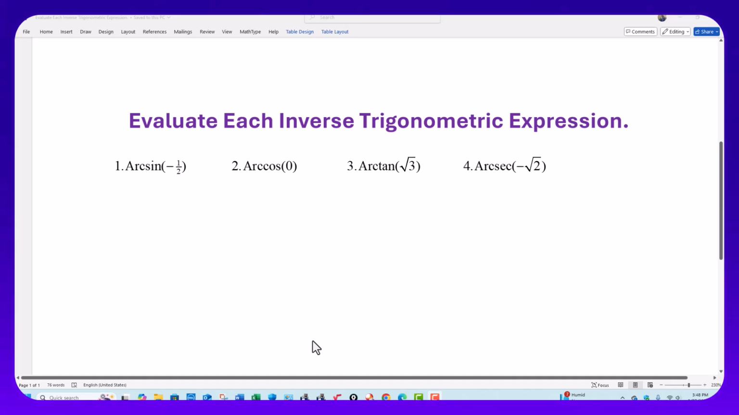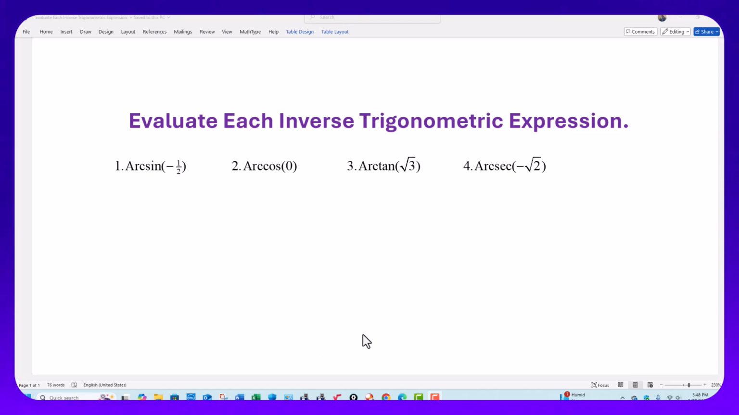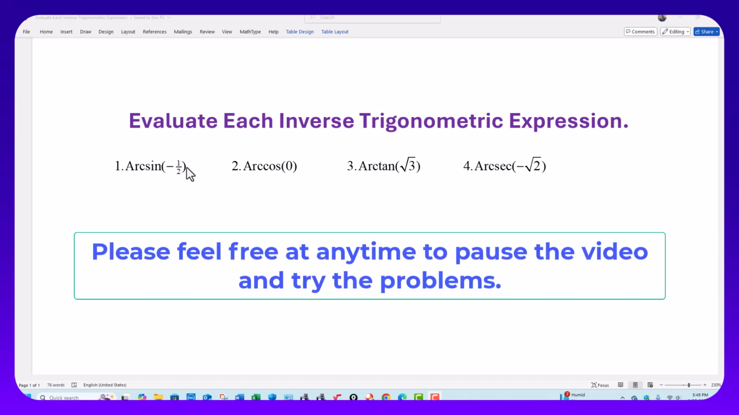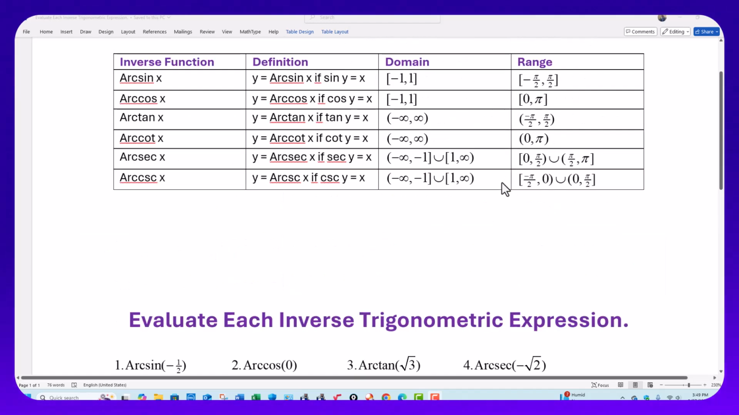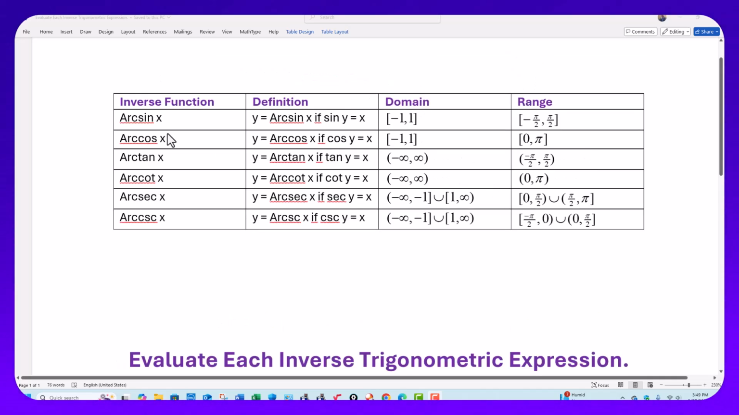In this video, we want to evaluate each inverse trigonometric expression that's given here. So we'll be dealing with the arcsine, the arccosine, the arctangent, and the arcsecant. And those of course are the inverses for the sine function, the cosine function, the tangent function, and the secant function. And their respective ranges and domains are given here.